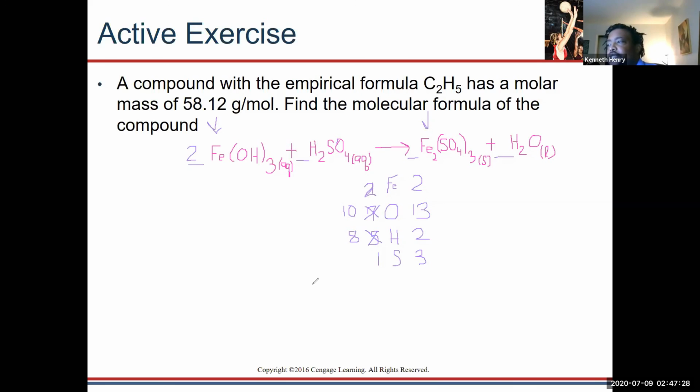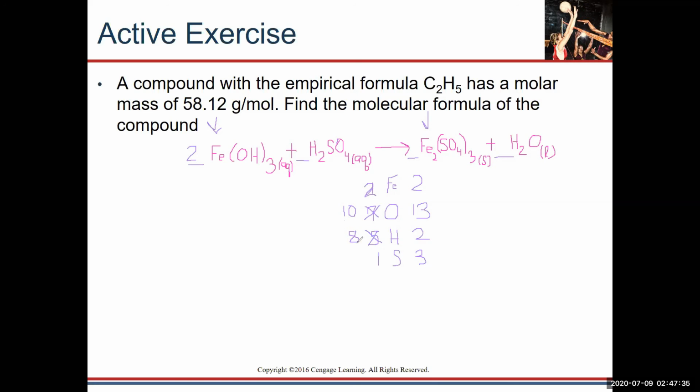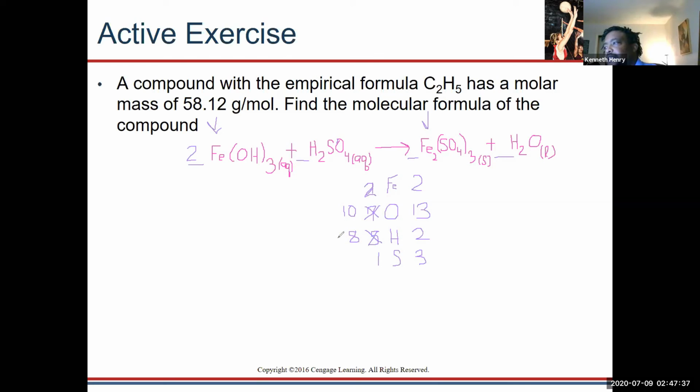And we haven't done anything to the sulfur. So are my oxygens balanced? No. Are my hydrogens balanced? No. Okay, so let's keep going. We got more work to do. And we know my sulfur isn't balanced. If I want to balance my sulfur, because the sulfur is only here and here, let's start with that one.